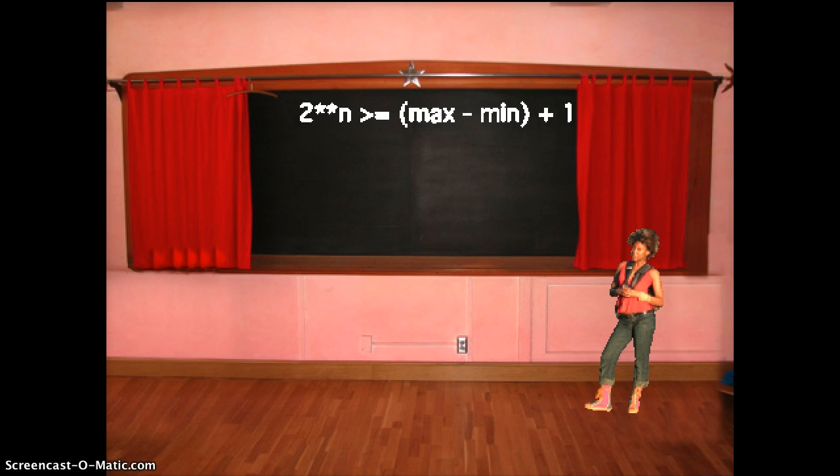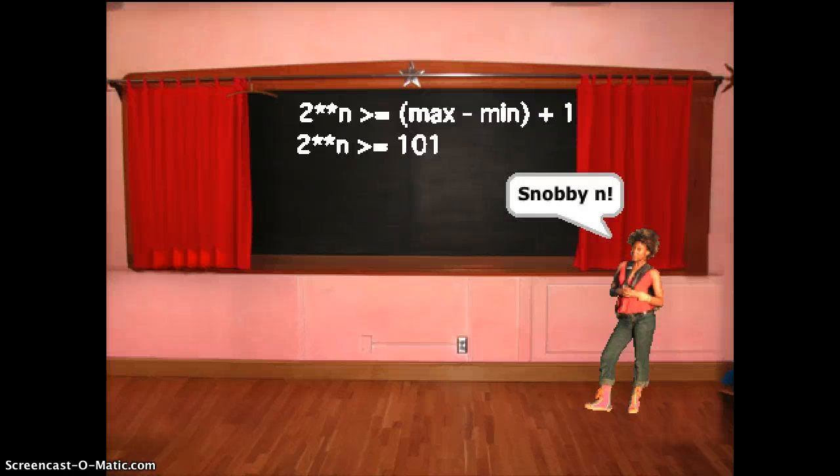So here's our equation. Let's try to solve for n using the 0 to 100 range as an example. Max is 100, min is 0, so the right-hand side of the equation can be reduced to 101. That was easy, but now what do we do? So we have n stuck up in the exponent part of the left-hand side of the equation, and we need to get it down so we can isolate it. This is where the log function comes in.